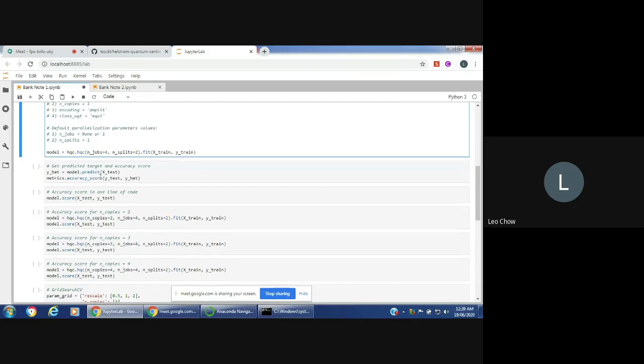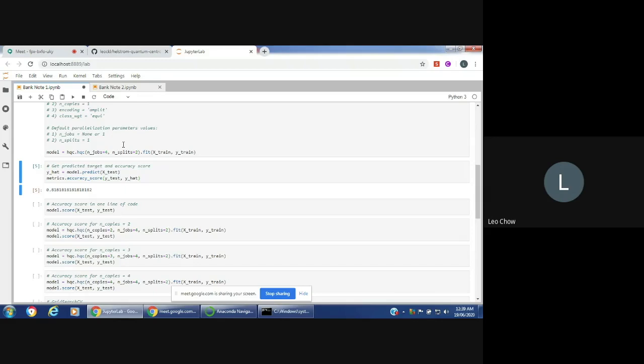Yep, that's all done. So now let's have a look at the performance of the model. For simplicity, I'm just going to use the accuracy score. You can use your F1 score or your ROC AUC score if you like. So first of all, I'm just going to predict the class for the test set, and then I'm going to get the accuracy score. So I'm going to run that now. As you can see, the first run here using the default hyperparameter values gives about 82% performance.